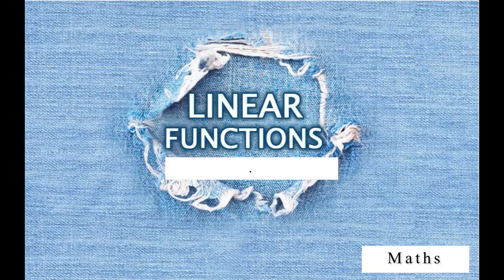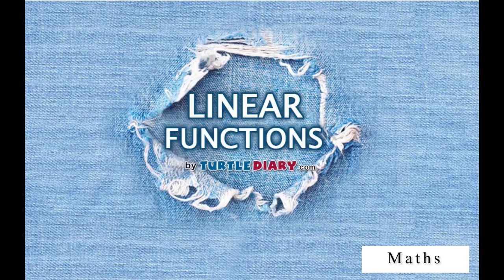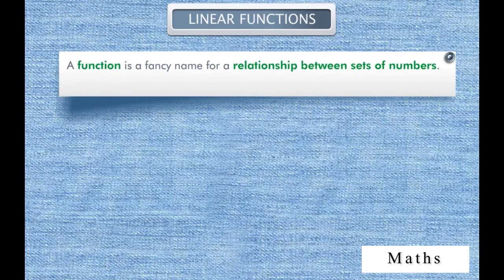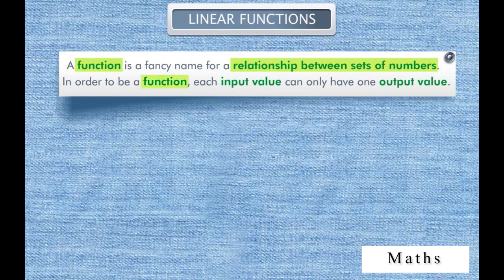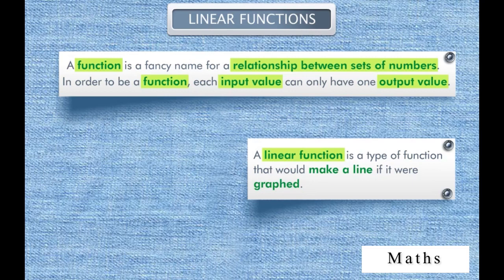Linear functions. A function is a fancy name for a relationship between sets of numbers. In order to be a function, each input value can only have one output value. A linear function is a type of function that would make a line if it were graphed. That's where the name linear comes from.